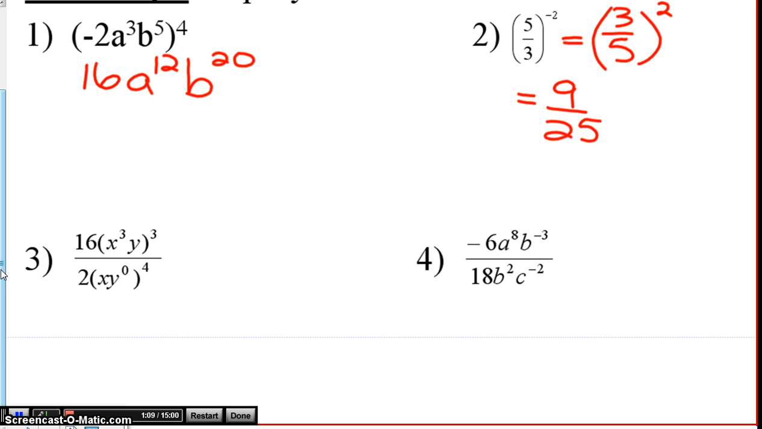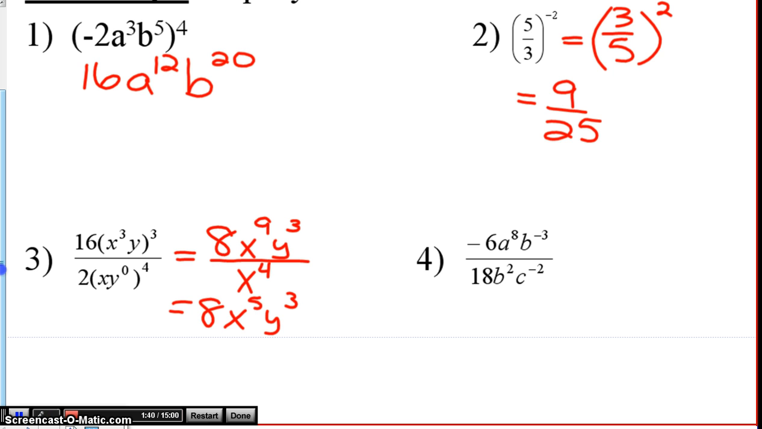If we move on to number 3, we want to simplify what's on the outside of the parentheses, which is actually a fraction 16/2. So that reduces to 8 in the numerator. Then we can simplify our power to a powers. So here we have x to the 9th power, y to the 3rd power in the numerator. In the denominator, we have x to the 4th power. 0 times 4 then gets rid of our y's. We then have to simplify this to get 8x to the 5th y cubed.